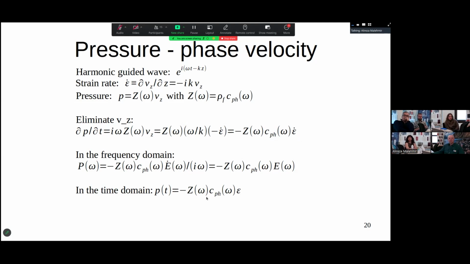And this can then be transferred into the time domain for the pressure and the strain. We still have here the impedance as a function of frequency as well as the phase velocity. These may be different depending upon what frequency we're dealing with.